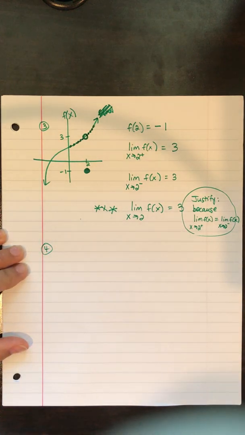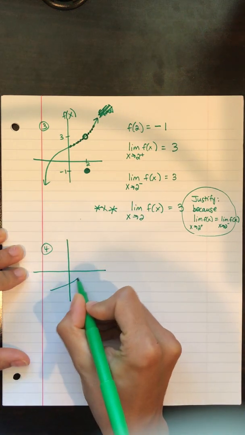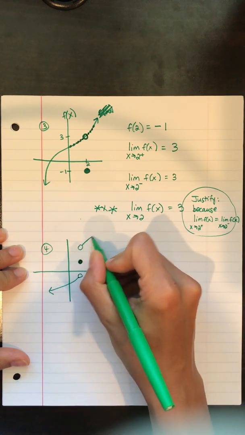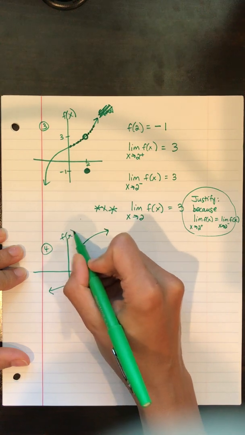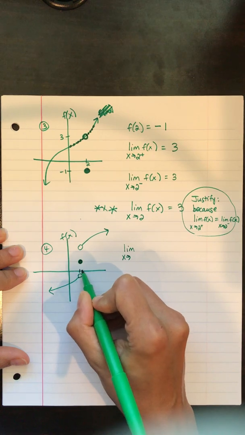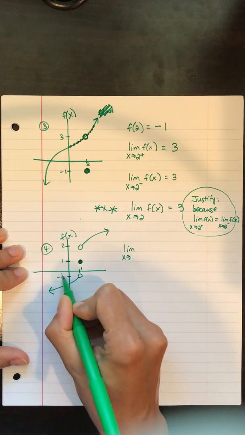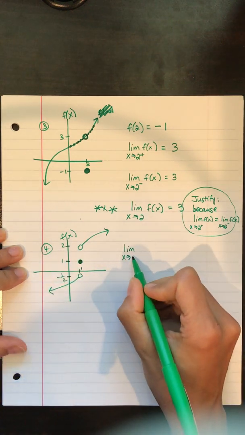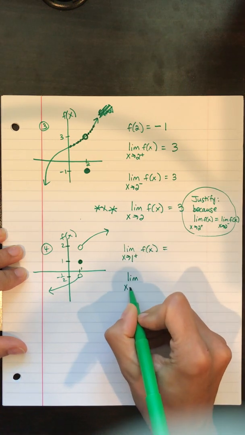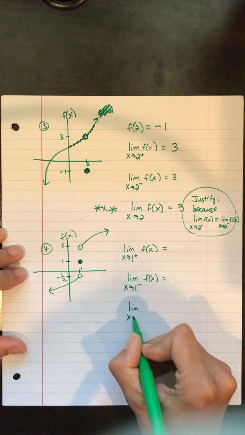Let's see. Okay, so different graph. Let's put a dot here. This is definitely a piecewise function, so let's call it f of x again. So I want us to do limit as x approaches, let's call this a 1 here. Let's make this a 1, let's make this a 2, let's make this a -1/2. Okay, the limit as x approaches 1 from the right. The limit as x approaches 1 from the left. And then the limit as x approaches just 1.